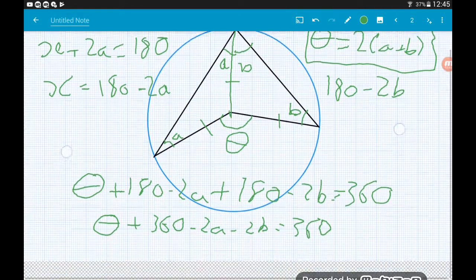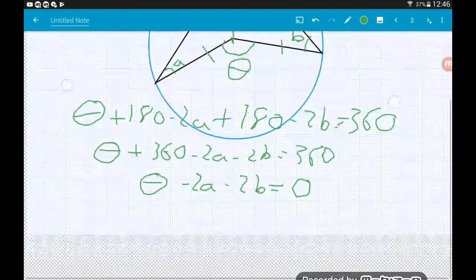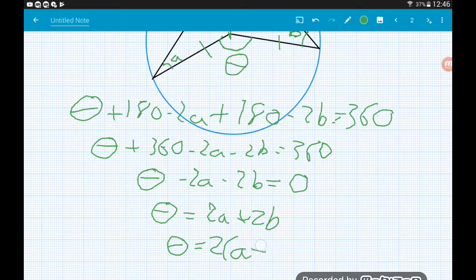Then what we can do now, quite happily, is see we've got a common term of 360 on both sides. So we take that away. That will give us theta minus 2A minus 2B equals 0. Then if we add the 2A and add the 2B, we get theta equals 2A plus 2B, which then has a common factor of 2. So we can write theta equals 2 lots of A plus B. There we go, we've proven what we wanted to prove. We can always put a cheeky little QED at the bottom of a completed proof for quite easily done.